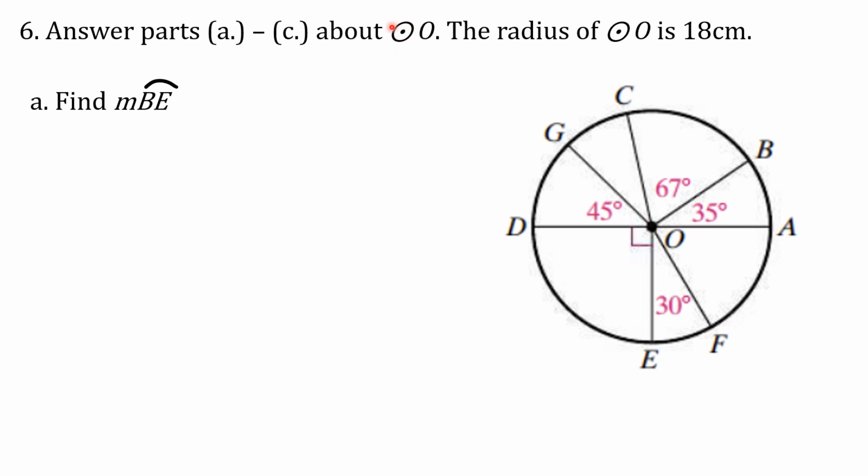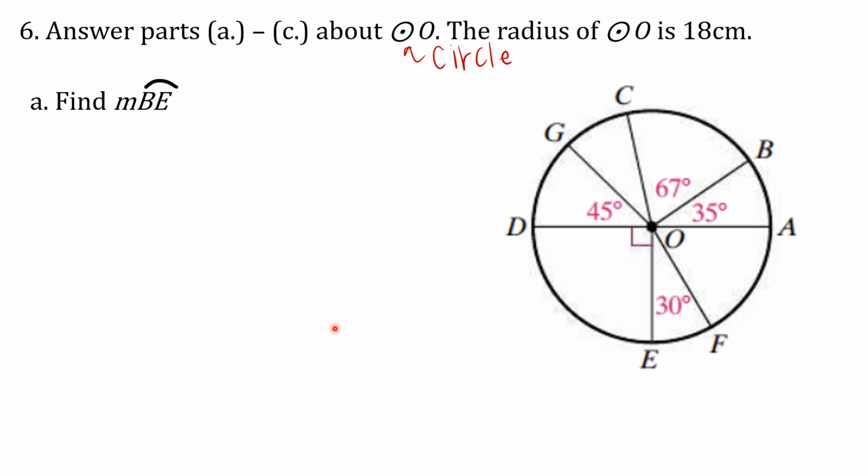I just want to briefly mention that this symbol here, it's like a circle with a little dot in the middle. That just means circle. So if you see that symbol, that just means they're about to name a circle. They're about to give a circle a special name. So we're supposed to answer parts A through C about the circle O, and they told us that the radius of the circle is 18 centimeters. So we're going to use that in a little bit when we go to find the arc length.